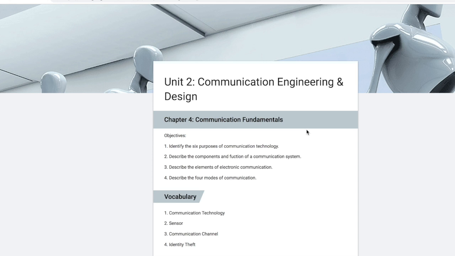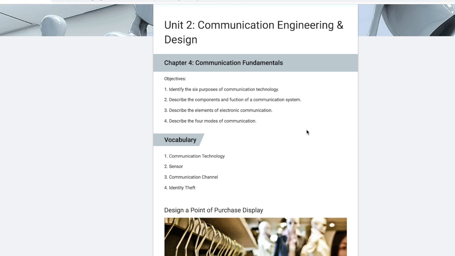Chapter 4, Communication Fundamentals. Objectives. Identify the 6 purposes of communication technology. Describe the components and function of a communication system. Describe the elements of electronic communication. Describe the 4 modes of communication.